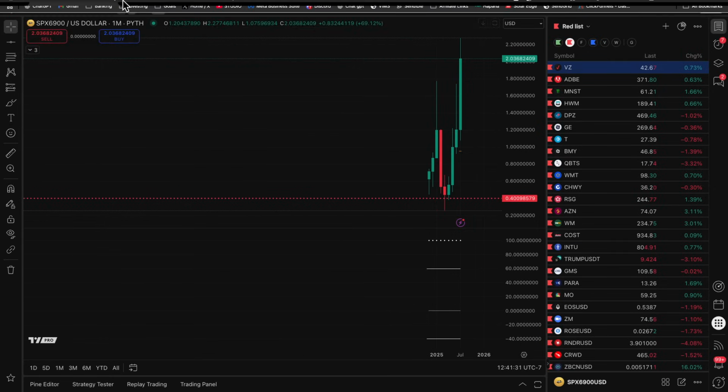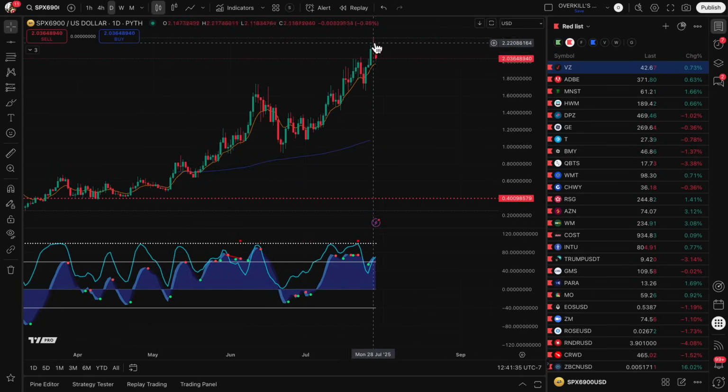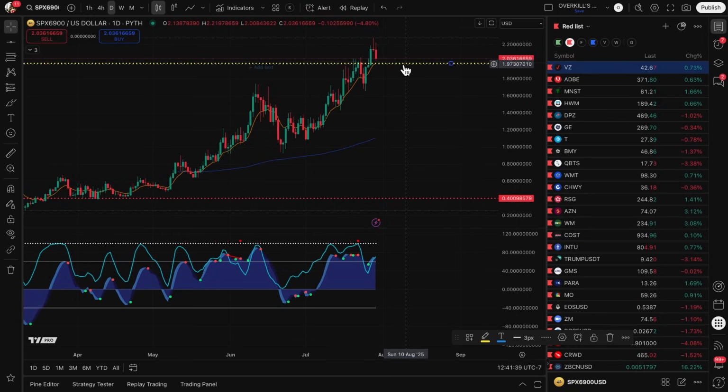Here's SPX. So this one's way up here right now. I personally would take profits on this or set a stop loss at $2. Give me a sec.